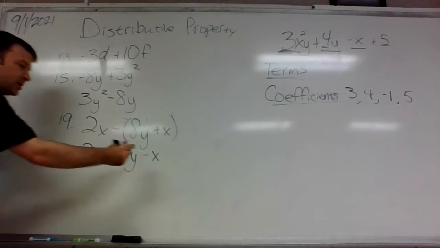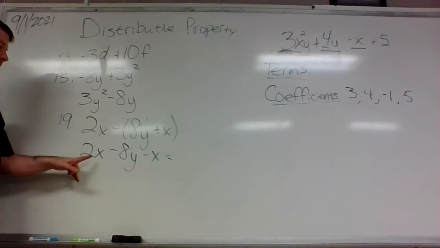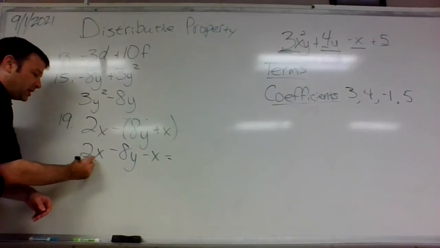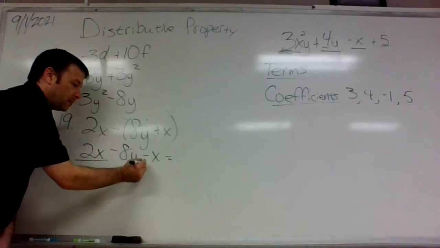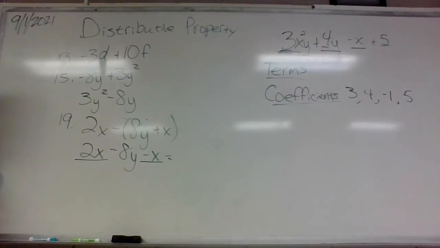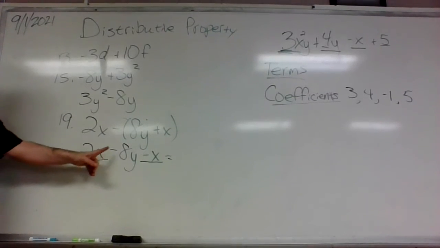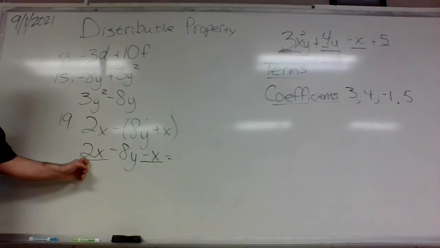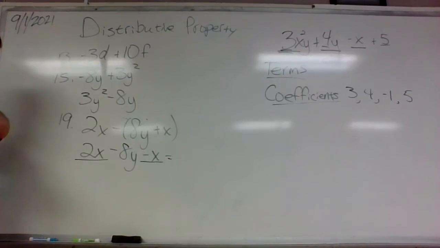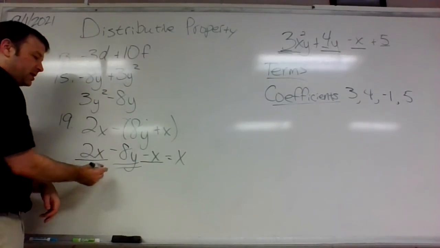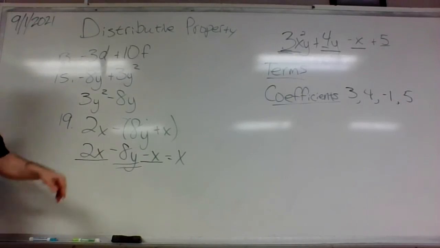Now how do I simplify this? 2x minus 8y, I can't combine those, but 2x minus x would be 1x. Remember, this is 1x, just the x. 2x minus 1x is x, correct. And then what do I do with this guy? Minus 8y.